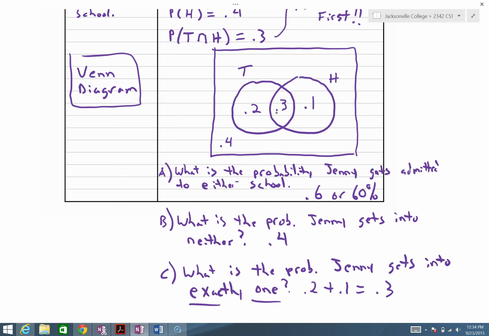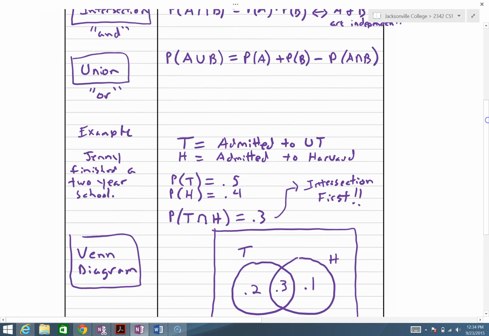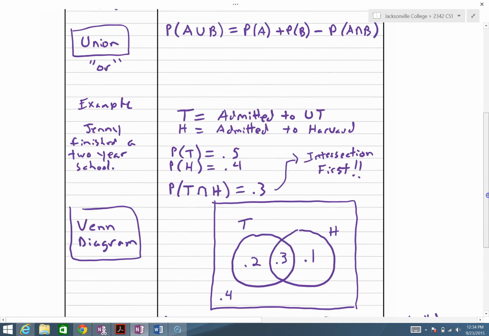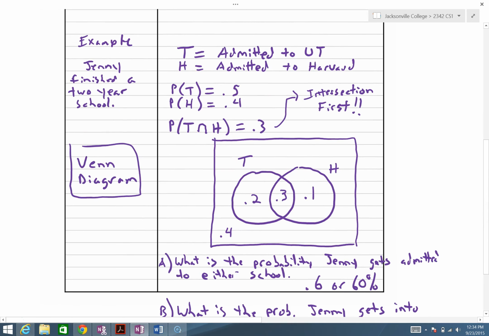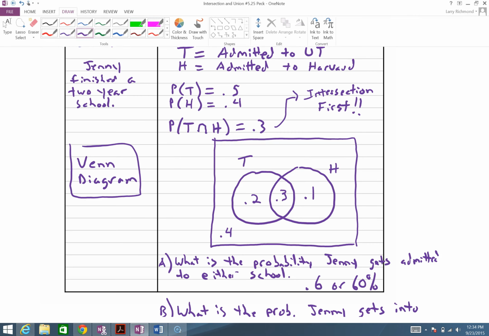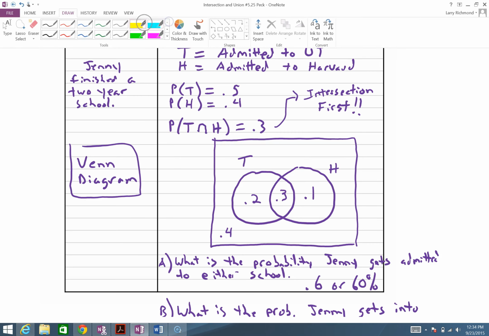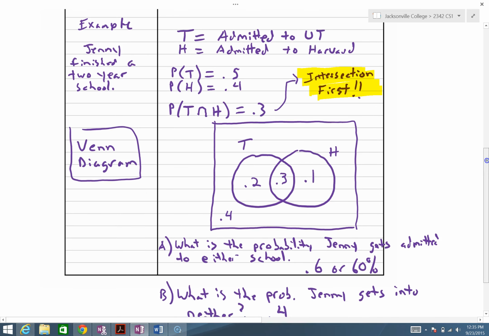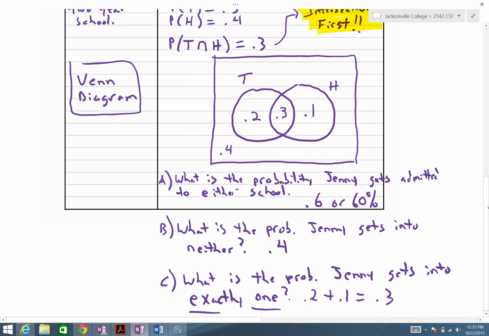Using this information and this Venn diagram, you should be able to answer now problem 5.25. You're simply going to draw this same Venn diagram. It's dealing with stoplights, you'll have two intersecting circles. The key is this right here. Find the intersection first. Find that overlap and then find those other two. You should be able to answer those questions at this time.